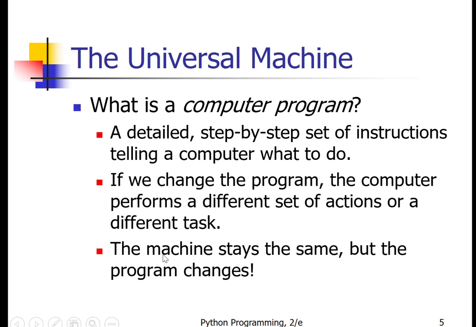What is a computer program? A detailed step-by-step set of instructions telling a computer what to do. So that's what a program is. It tells the computer what to do. If we change the program, the computer performs a different set of actions or a different task. The machine stays the same, but the program changes.